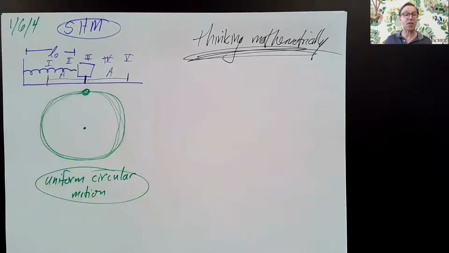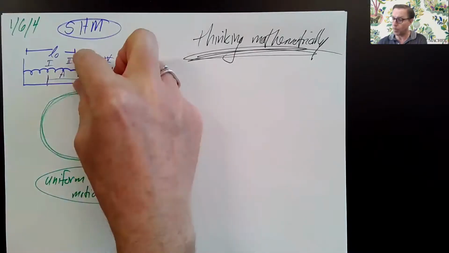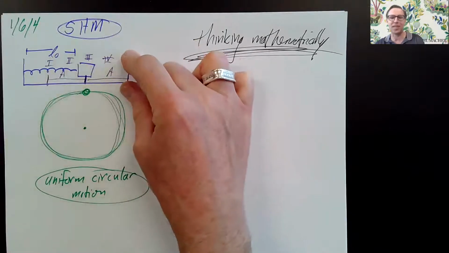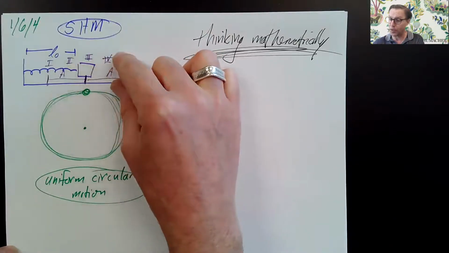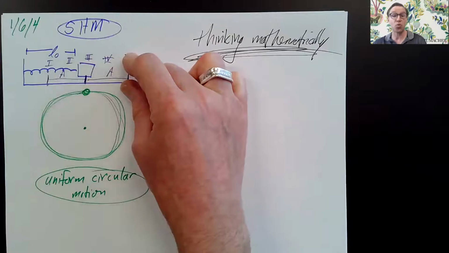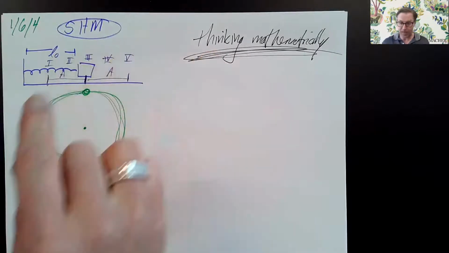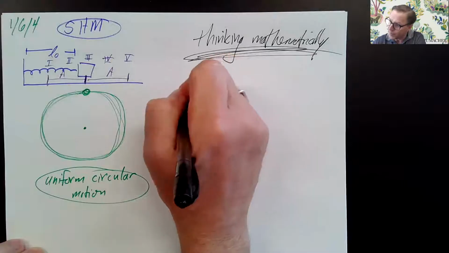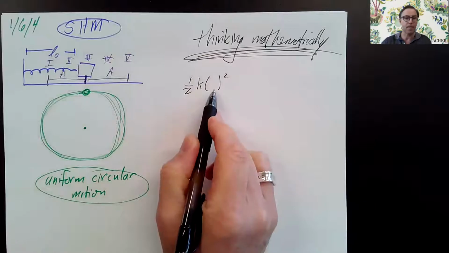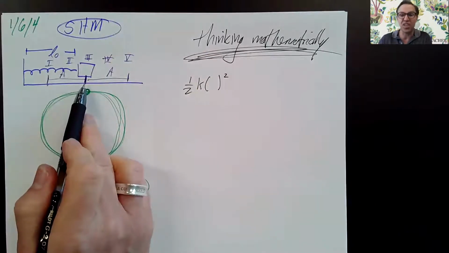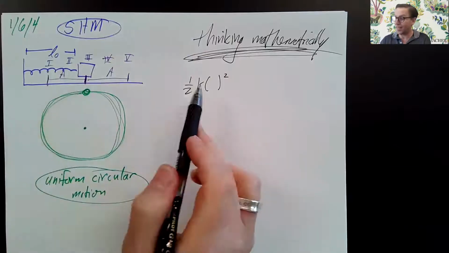Let's think about the energy that this system has. I pull the block out over here and I'm holding it. While I'm holding it, is there any energy in the system? The answer is yes, there is. I have stretched the spring, so I have stored energy in the spring. I could write 1/2 kx squared, and that's the energy stored in a spring stretched a distance x.